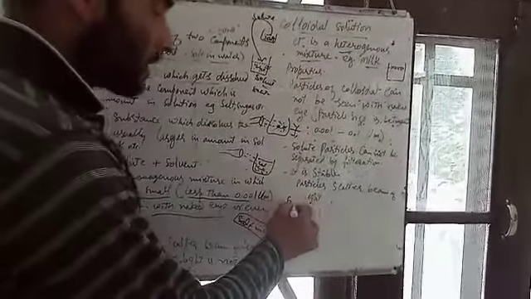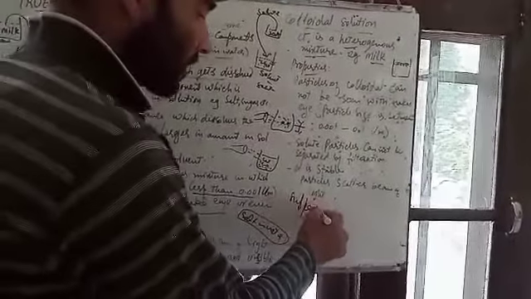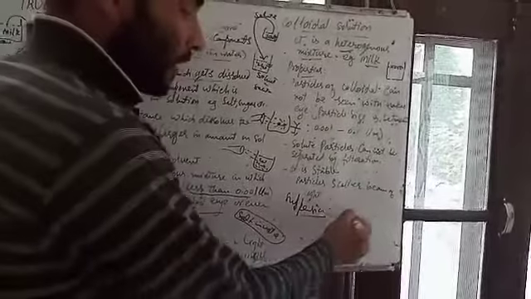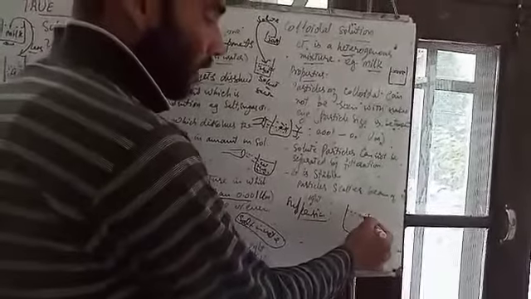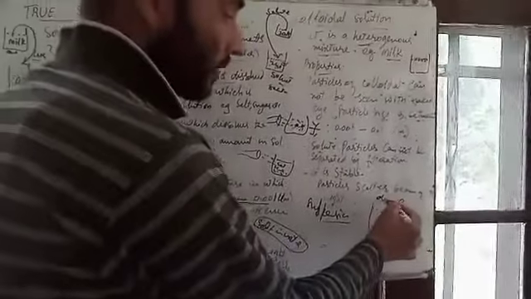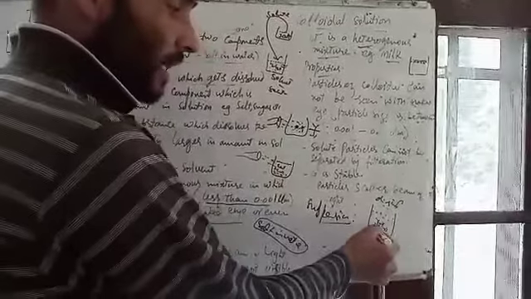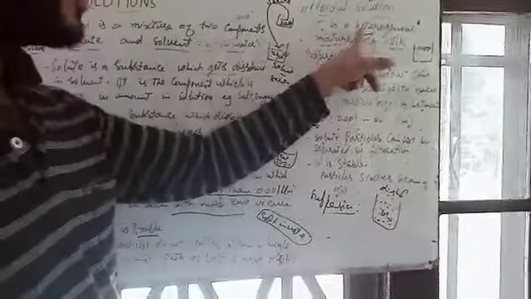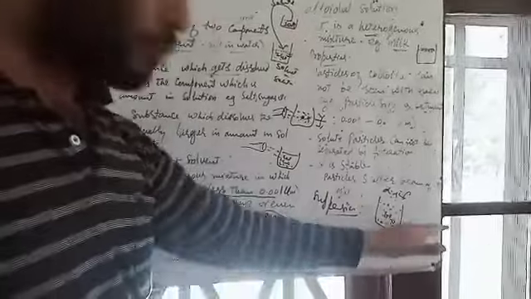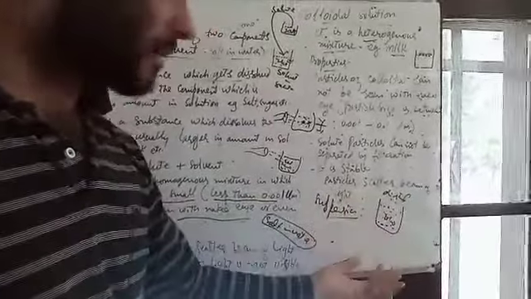Now, suspension. What is suspension? Suspension means if you put dirt or dust into a water glass, the dust will settle down at the bottom. That means suspension is also a heterogeneous mixture. You can remove the dust particles. That means it is not stable.